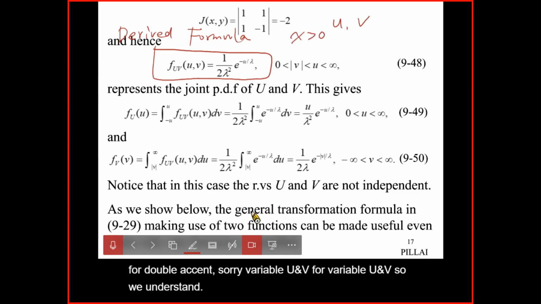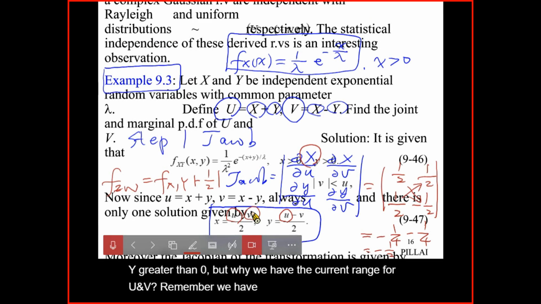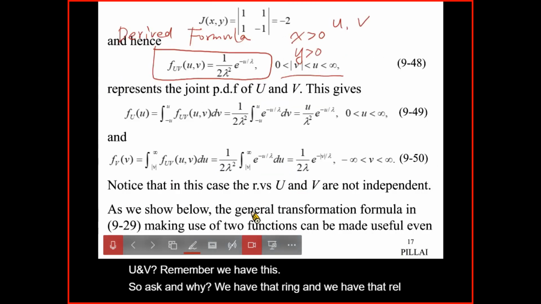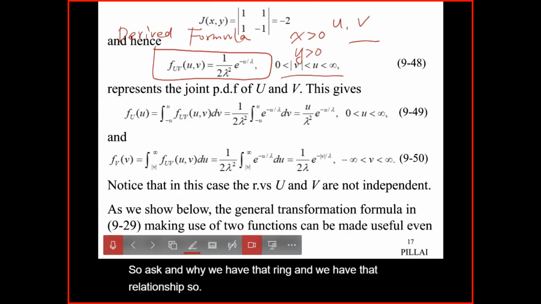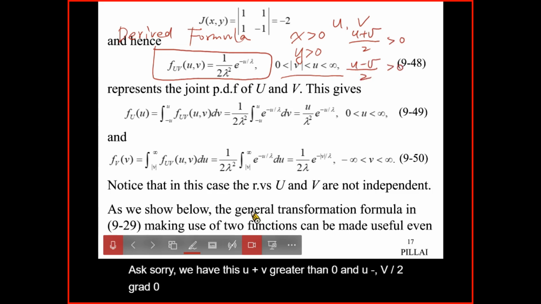For variable u and v, we understand x greater than 0, y greater than 0. But why do we have the current range for u and v? Remember, we have x and y with that range. We have that relationship, so we have u plus v greater than 0 and u minus v over 2 greater than 0.